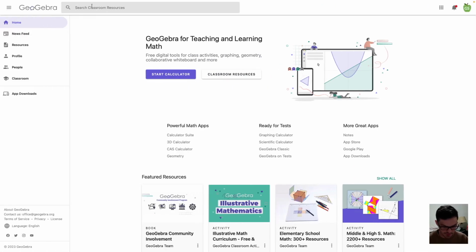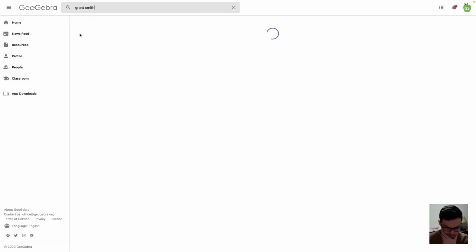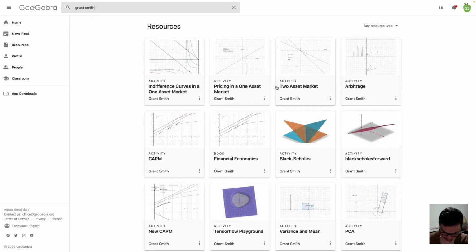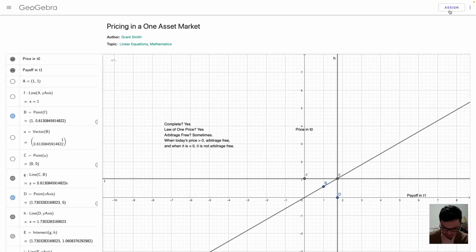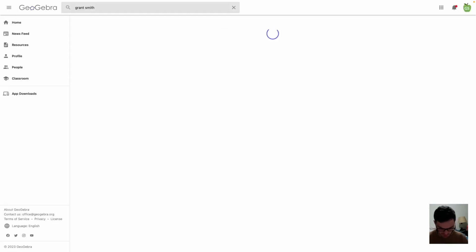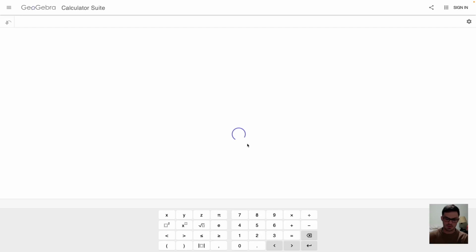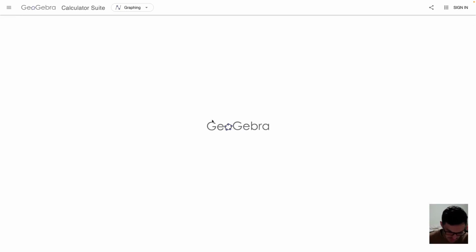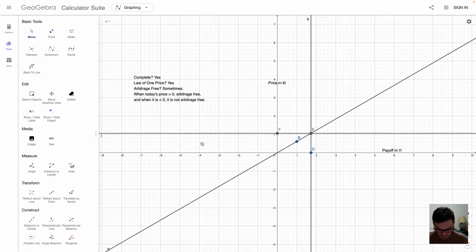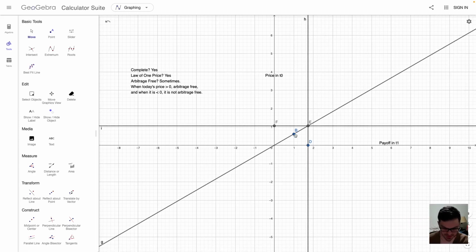Okay? So I'm going to hop over to GeoGebra. And I'll search for myself, because we already made an activity that will help us with this. Pricing in a one asset market. Okay. So I kind of messed up there. I think the easiest way to do it is just to click the ellipses and say open an app. All right. It's thinking. Okay. So this is a one asset market, and we're wondering, is this arbitrage free? And remember, we had a little notation switch here. So this is price, not payoff, okay?